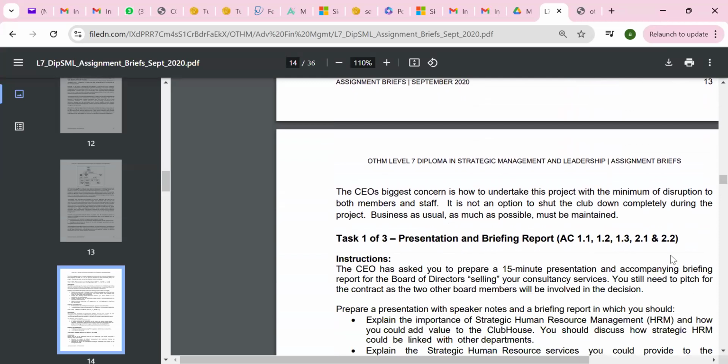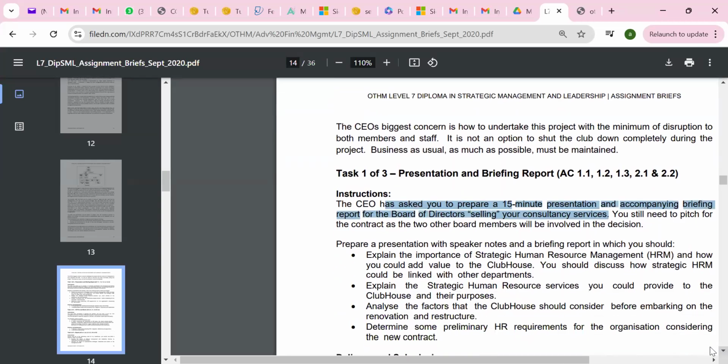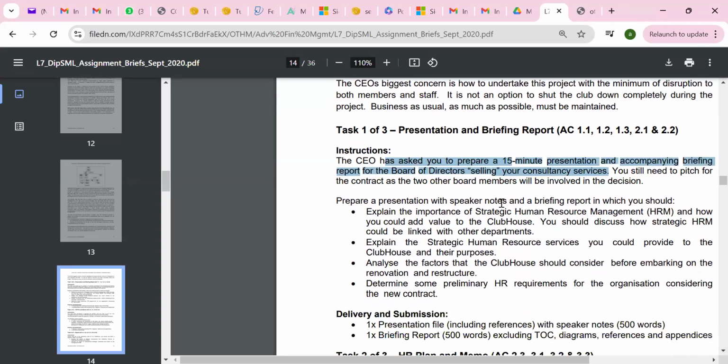Then we've been asked, in light of the brief, the CEO asks you to prepare a 15-minute presentation accompanying the brief and the report for the board of directors, selling your consultancy. As a consultancy company, what services are you offering for HR, like an HR consultant? Explain the importance of human resource. Human resource can play a key role in the organization, getting the right people for the right job.